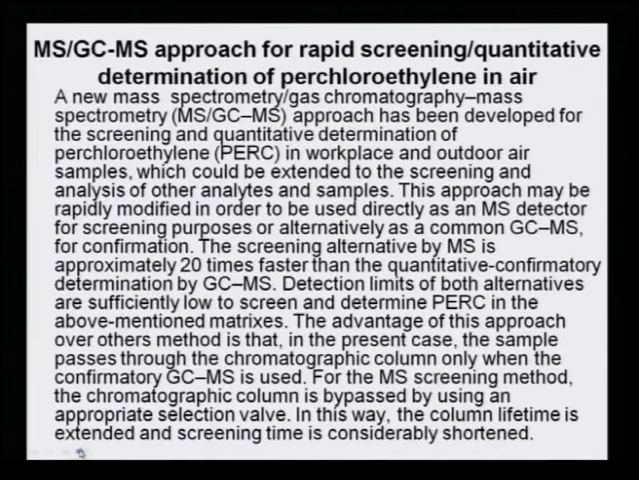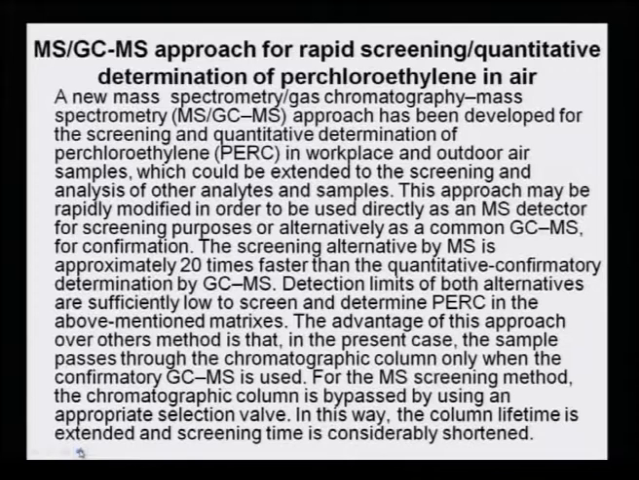Detection limits of both alternatives are sufficiently low to screen and determine the perchloroethylene compound in the above mentioned matrices. The advantage of this approach over other methods is that in the present case the sample passes through the gas chromatographic column only when the confirmatory GCMS is used.